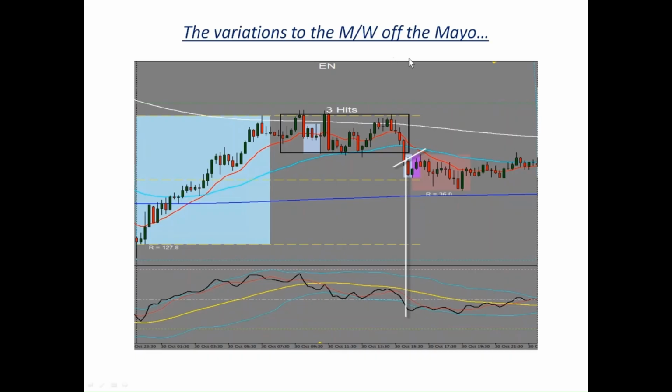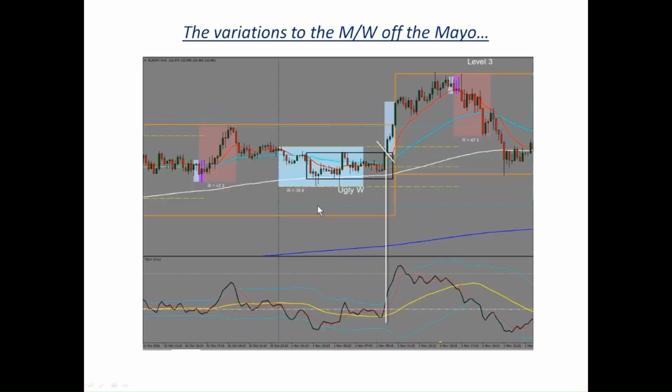Okay, variations of M and W of the Mayo. This is 3 hits to the high. This one never closed below 13, so that's 1, 2, and then the third move right to the high, right to the Asian high. Okay. Same thing, variations M and W of the Mayo.